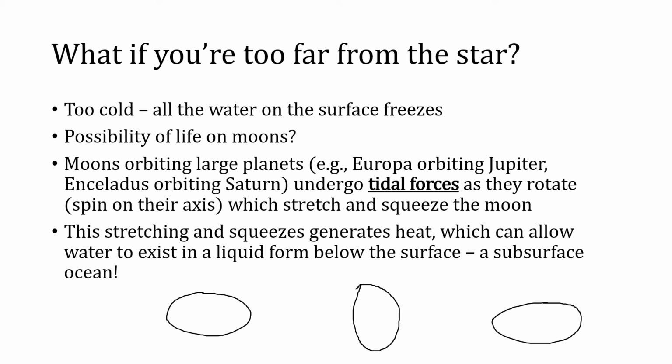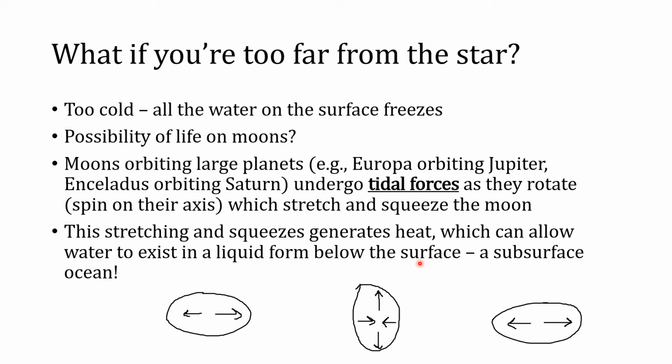And so all the material inside is getting stretched and squished, right? So the material here is being stretched and squished, and then here it's being squished this way, and maybe stretched that way, right? So all this stuff is moving, there's friction, and that generates heat. And so it is possible, even though it's a moon and it's in the cold part of the solar system beyond the habitable zone, this stretching and squeezing as the moon orbits its host planet generates heat, which could allow water to exist in a liquid form below the surface.